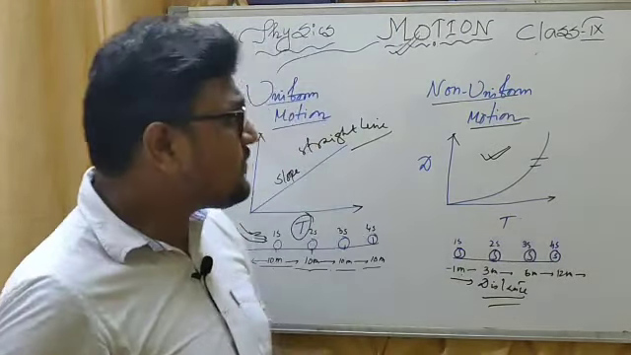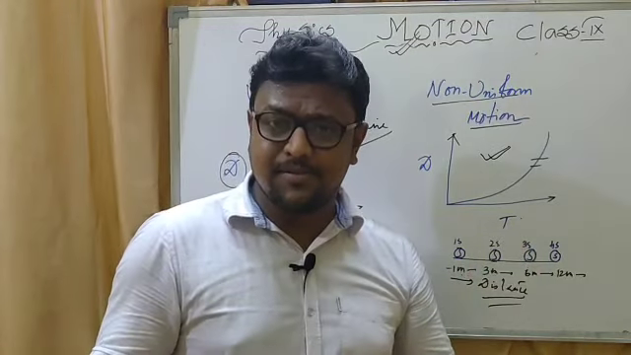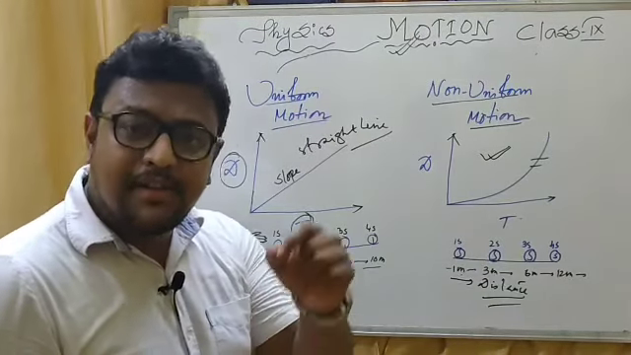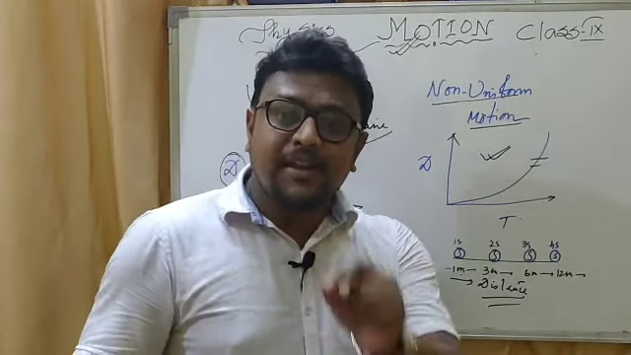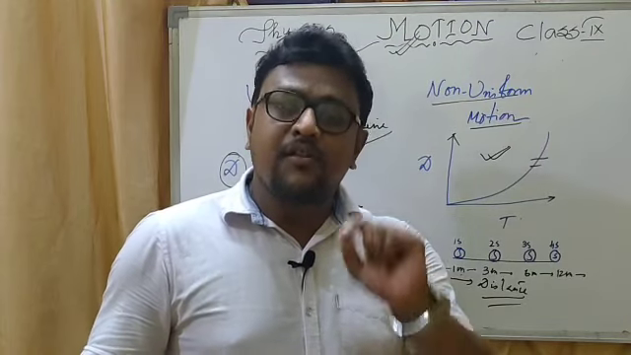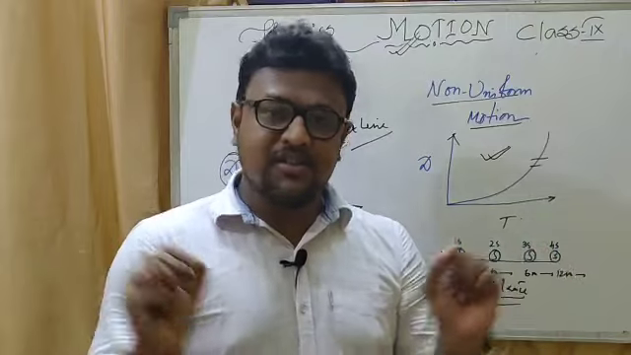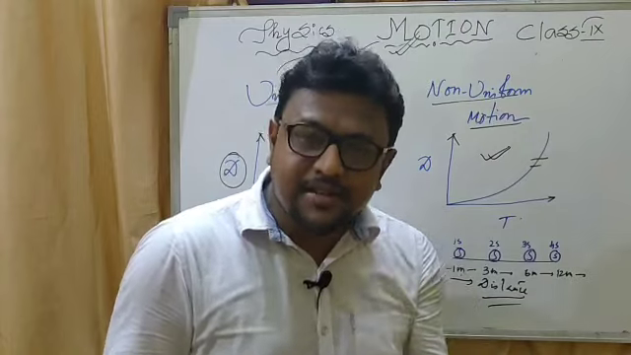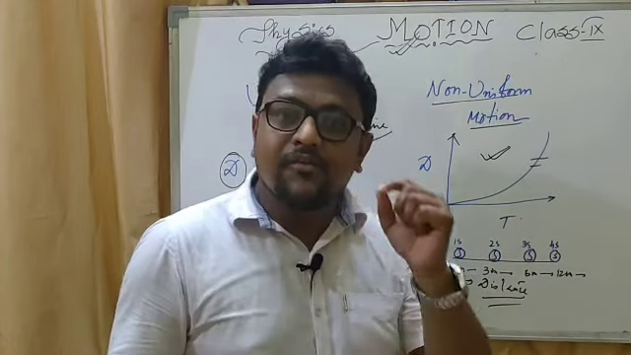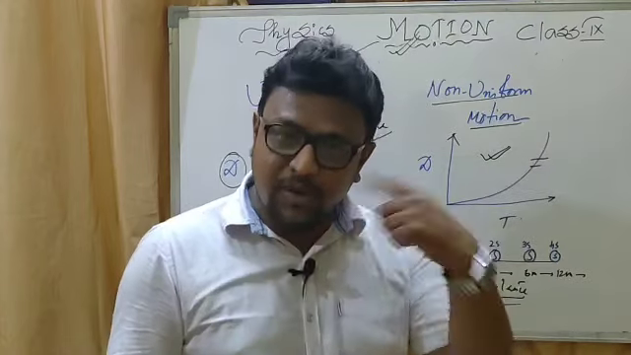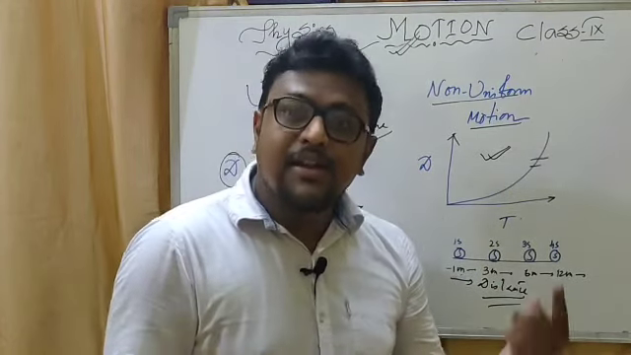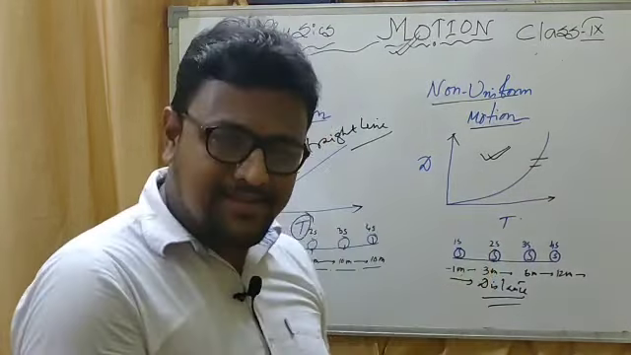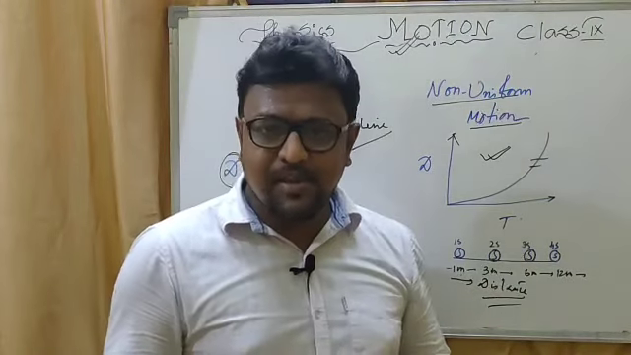Then we learned the concepts of distance as well as displacement. Distance means the total actual path covered by a body. And displacement means the shortest distance from the initial position to the final destination, in a particular direction. That's why it is called a vector quantity, meaning it has a magnitude as well as a particular direction. Distance has no particular direction, so it is a scalar quantity. The SI unit and the dimension are the same in both cases.